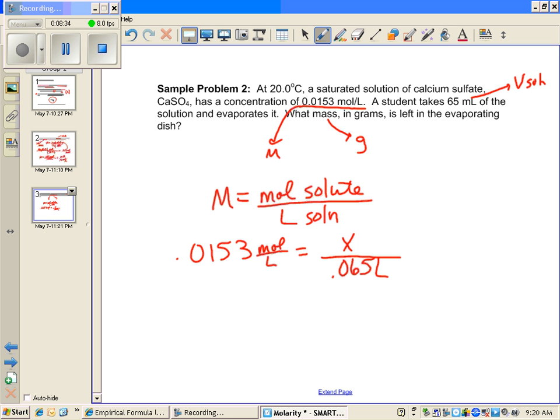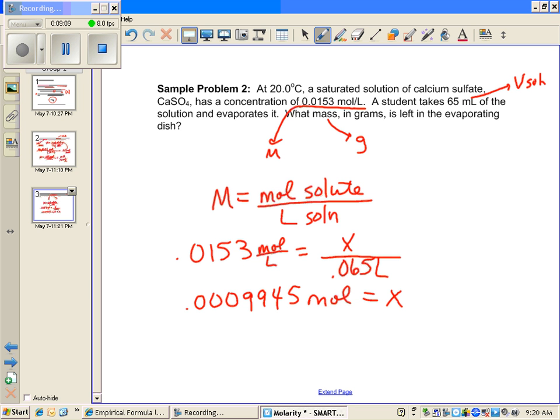Mathematically, what am I going to do now? Multiply both sides by 0.065. So 0.0153 times 0.065 equals 0.0009945, if you want to carry it that far. Or you could have written that in scientific notation. A lot of your calculators will give that to you in scientific notation. Liters canceled out, that gives you moles, equals X. Now, I'm probably not going to want to use that big number because of significant digits. But I now have my X.